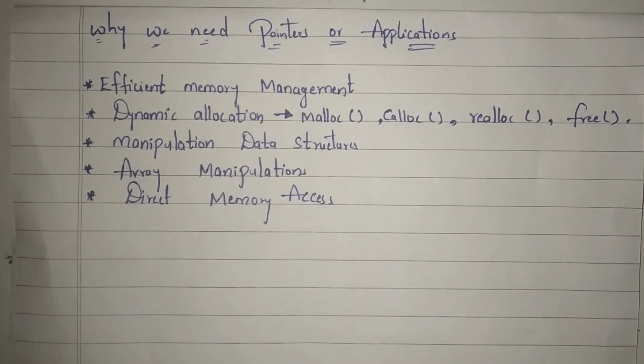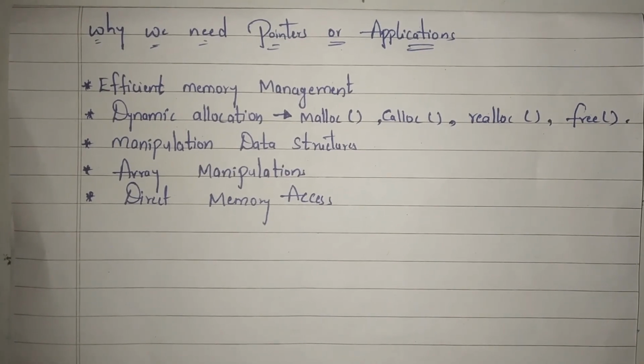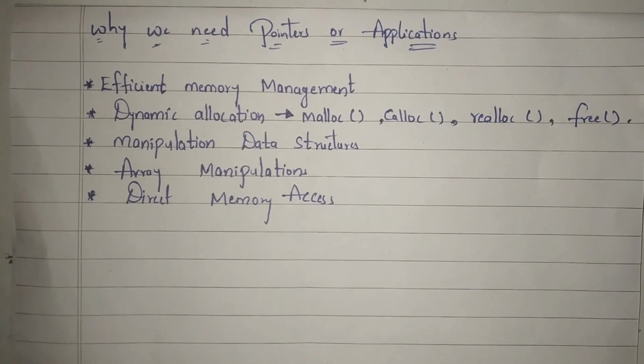And dynamic allocation, allotting memory at runtime. And data structure manipulations, modifying the elements in a list, like inserting into a linked list. And array manipulation, finding the maximum value in an array and iterating through, tracking the largest value. Direct memory access means copying data from a hard disk to RAM without the CPU involvement. These are the reasons why we need the pointers, and we can consider these as applications and the advantages also.